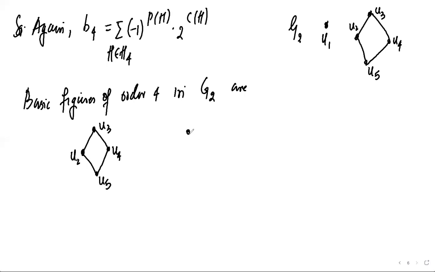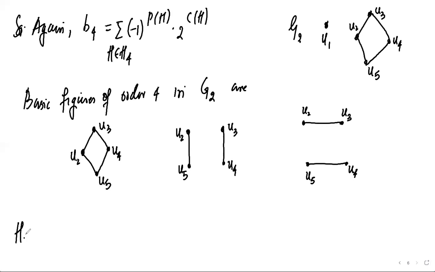But we also have a basic figure of order 4 like this, which consists of these 2 edges, U2, U5, U3, U4. So this is also a basic figure of order 4. But we also have a basic figure of order 4 like this, which consists of these 2 non-adjacent edges, U2, U3, U5, U4. And now we can clearly see that there is no more basic figure of order 4 in this G2. So hence, this B4, now the summation will run over these 3 elements.